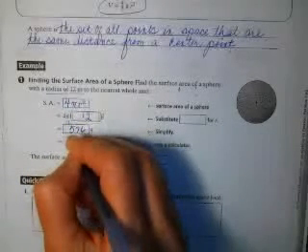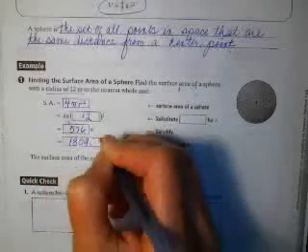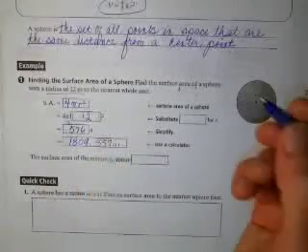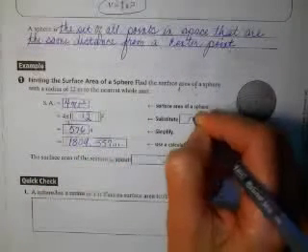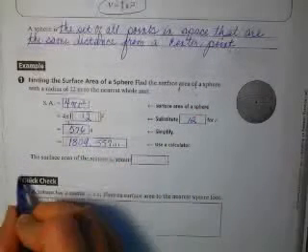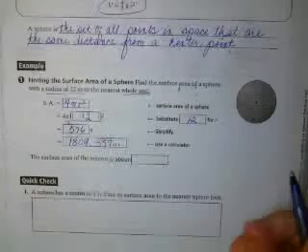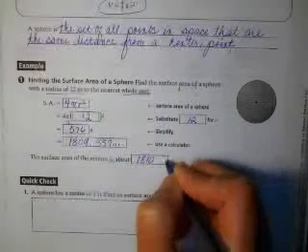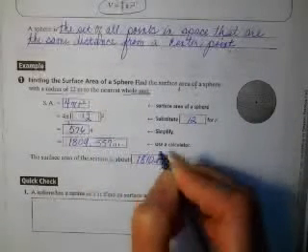So 576 times pi is 1,809.557 and so on. Okay, so again, all we did here is substitute in 12 for r. So the surface area to the nearest whole unit is going to be 1,810 square meters.